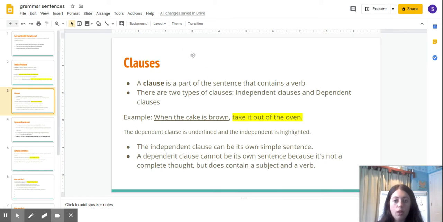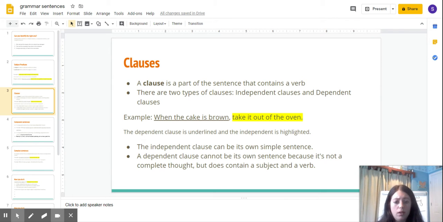And for a clause, so a clause is a part of a sentence that contains a verb. There are two types of clauses, independent clauses and dependent clauses. So for example, when the cake is brown, take it out of the oven. When the cake is brown, that's a dependent clause. When the cake is brown, you're going to think, when the cake is brown, what? It's not a standalone sentence. But take it out of the oven is a standalone sentence. You can write that as a complete sentence because it has a subject and a predicate already in it.